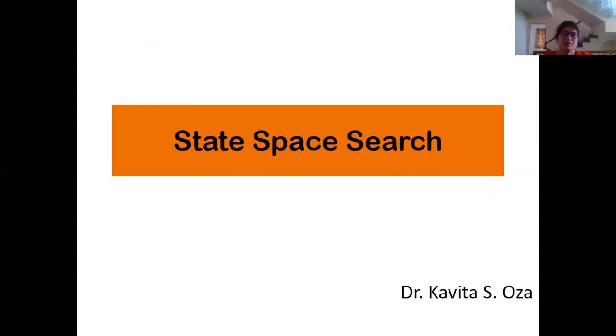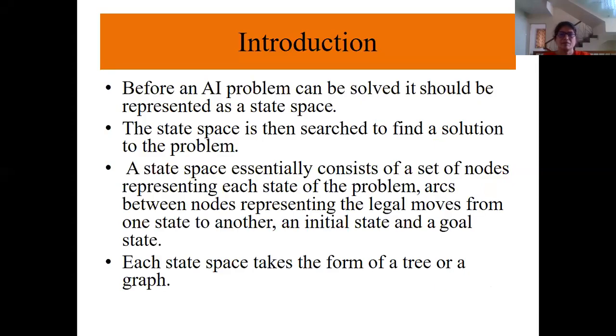Today we'll discuss the concept of state space search that can be used to explore the search space in order to find a solution. To represent a problem as a set of states, we use the state space search method. Before an AI problem can be solved, it must be represented as a state space. The state space is then searched to find a solution to the problem.